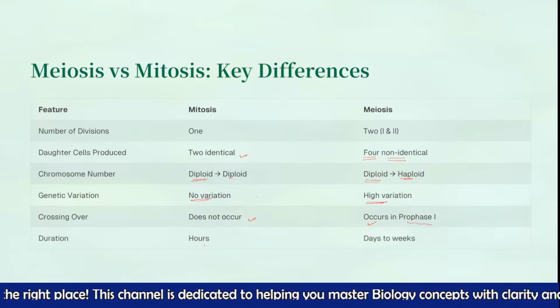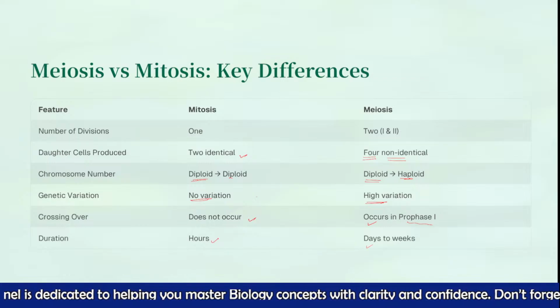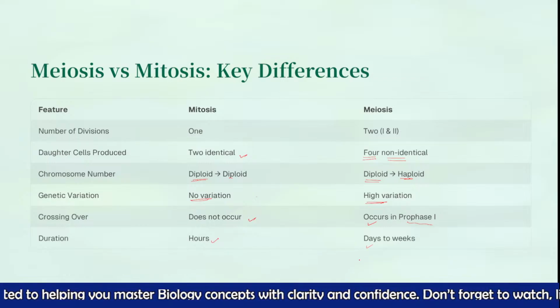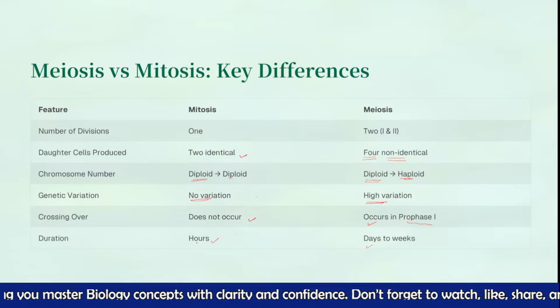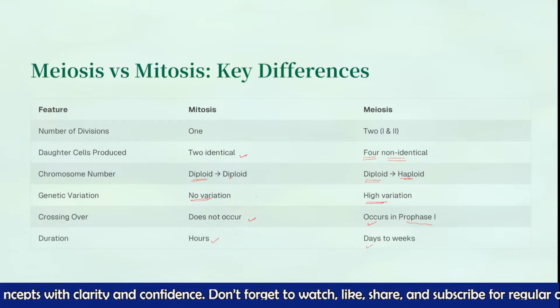And the duration of mitosis is very short as compared to meiosis. Meiosis is very long compared to mitosis, and we know which is the longest phase of meiosis. It is prophase 1.